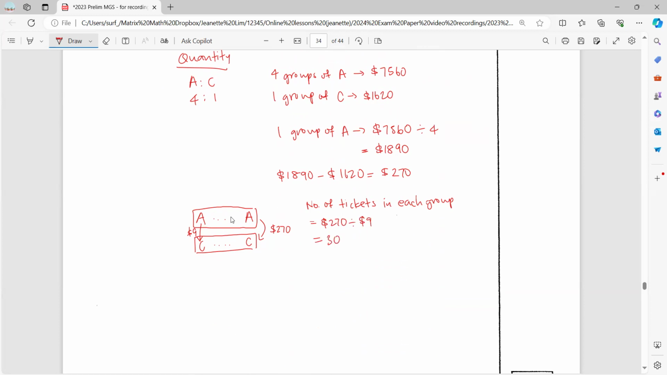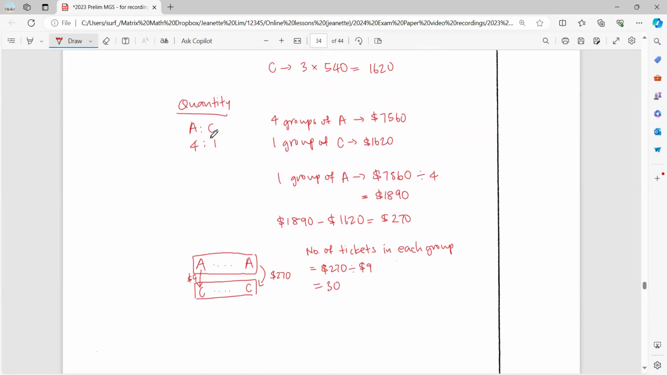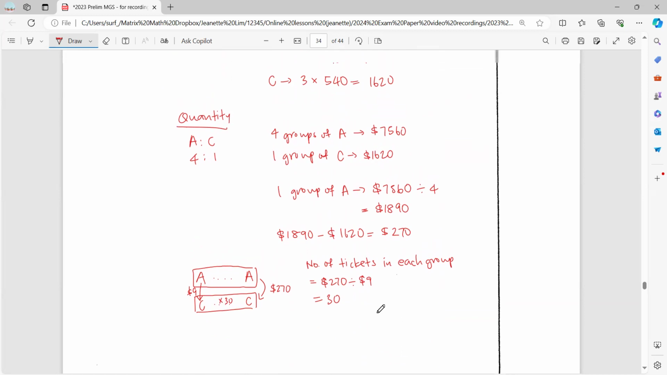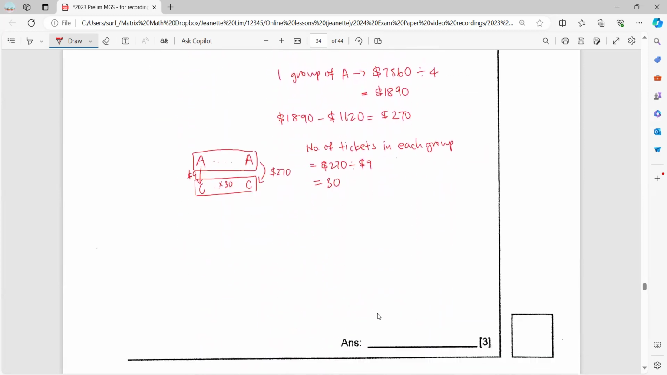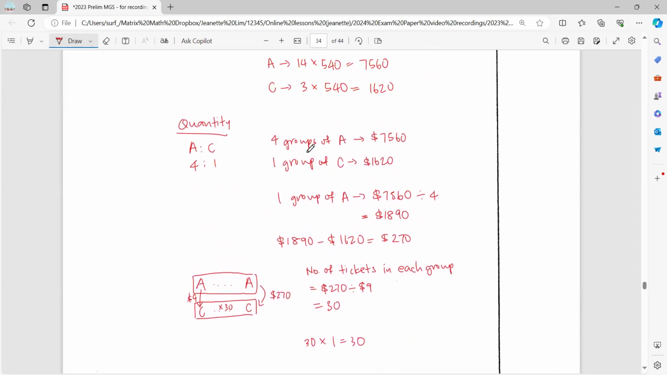Which is 30. So children only 1 group, right? So if there are 30 tickets here, there's only 1 group of children, so 30 is the answer. Or you can say 30 times 1. But if they're asking for adults, then you take 30 times 4, because there are 4 groups of adults.